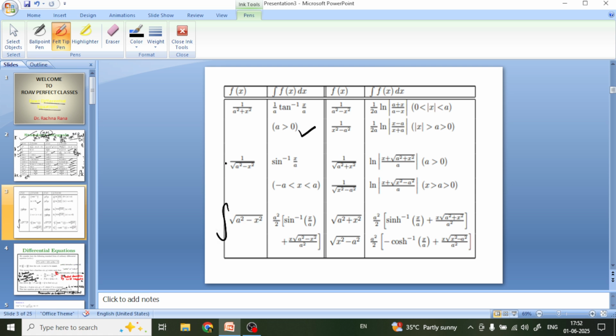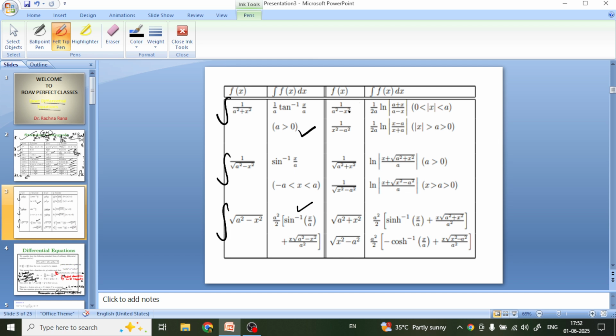If you want the integration of these terms, you should learn these values. These values should be taken as they are. You can think of these as formulas which should be used as is. You can't change them. So if you are given square root of a square minus x square and you have to find its integral, that is equal to a square over 2 in square brackets, sine inverse x over a plus x square root of a square minus x square over a square.